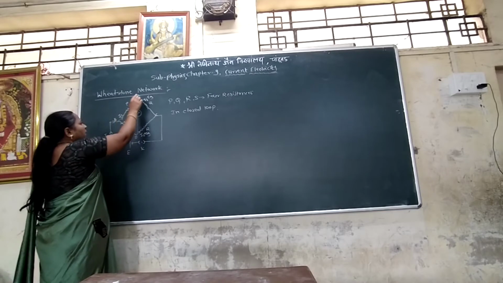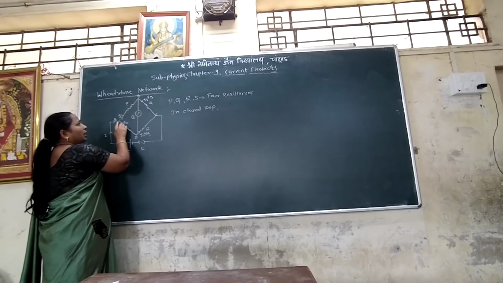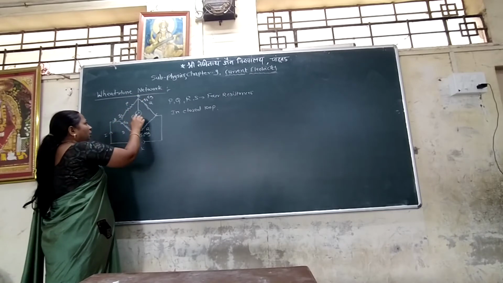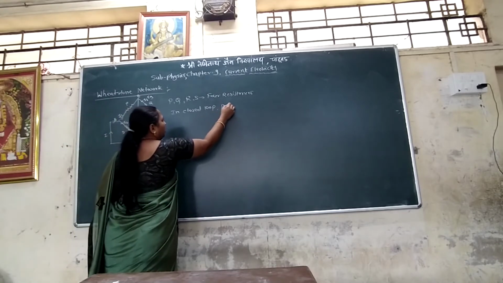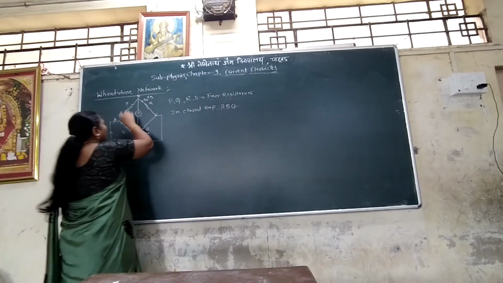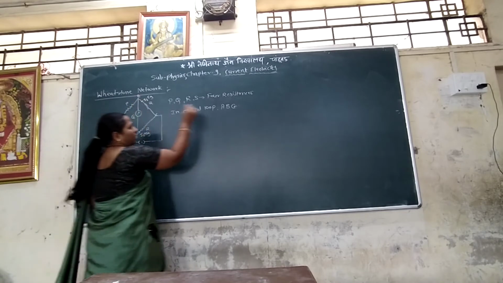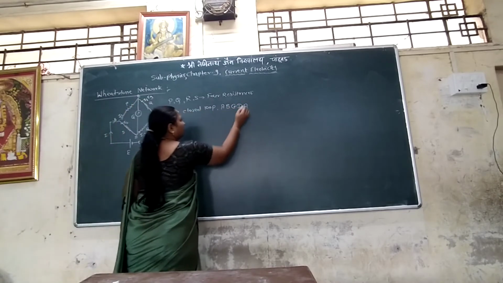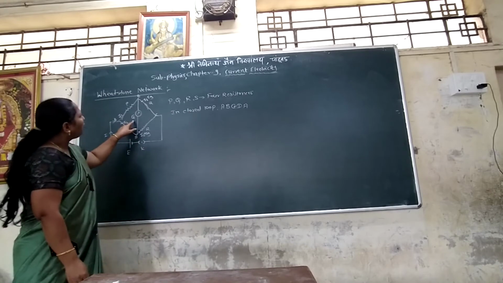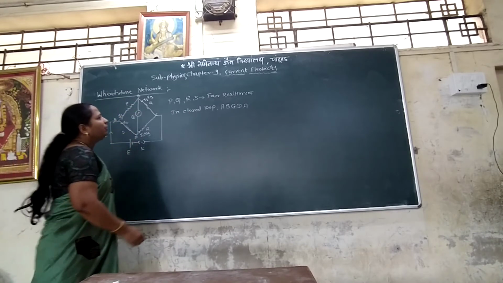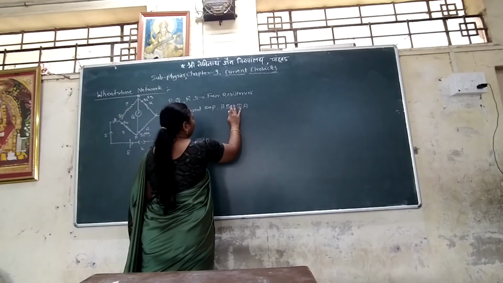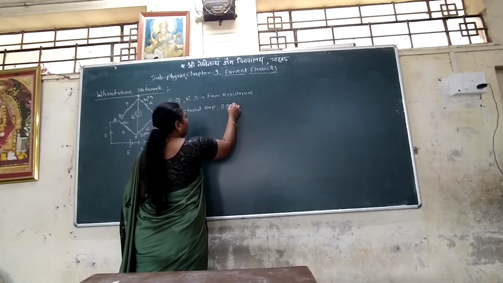The first loop is considered as A, B, G, D, A. G is nothing but the point where the galvanometer is fixed in that loop. Therefore, the loop is considered as A, B, D, A.